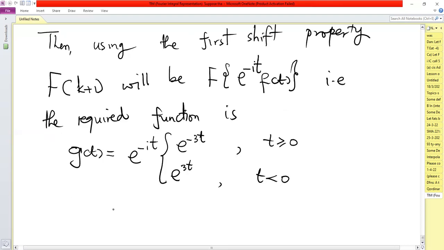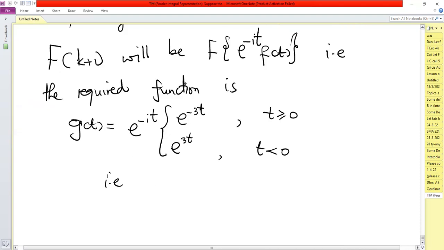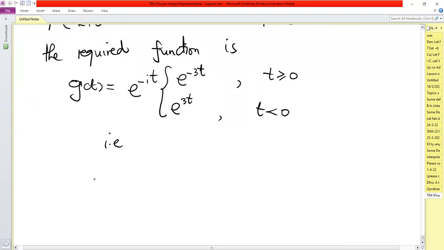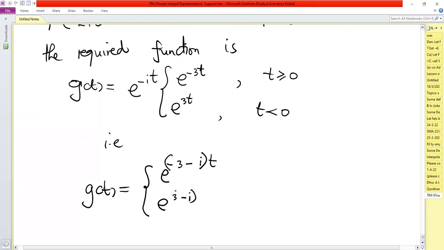So, which is the same as, you simply multiply the e raised to the power negative it to each of the two parts, and then you say g of t is given by the function e raised to the power negative 3 minus i times t, and this other will be e raised to the power 3 minus i times t, and the limits do not change: t greater than or equal to 0, this one t less than 0. So this is the final solution. Thank you.